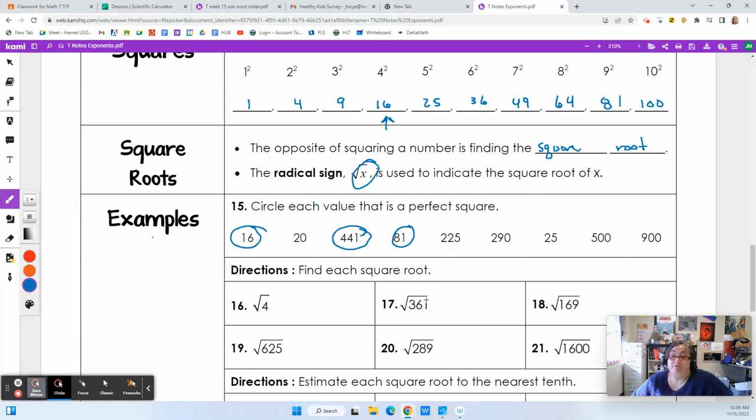And so we know now that 441 is a perfect square. What about 225? Well, I know what the answer is right off the top of my head because I know my perfect squares. I know it's a perfect square. But how would you find out if it was a perfect square?